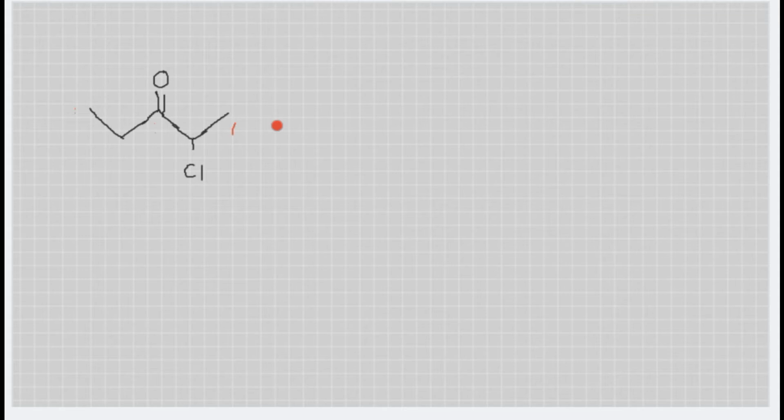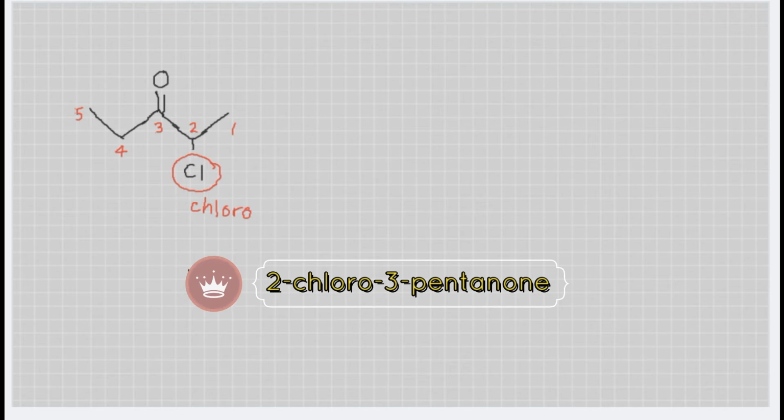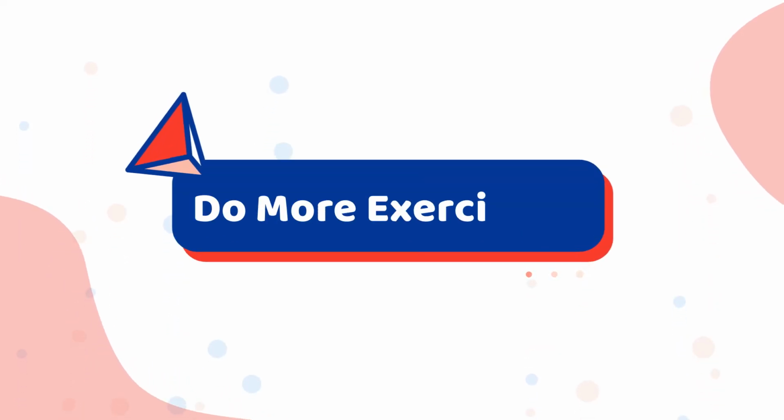Example 2. Given to you is the skeletal structure. This compound is a ketone. You can number the carbon from the right so that you get the smaller number for carbon that holds chlorine atom as substituent. The IUPAC name of this compound is 2-chloro-3-pentanone. Okay, you can do more exercises in your tutorial workbook.